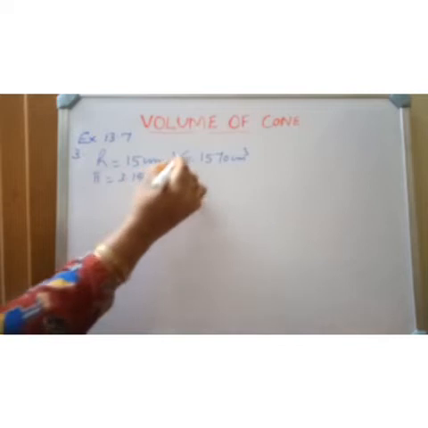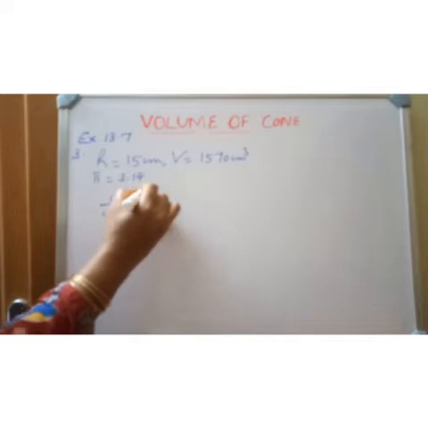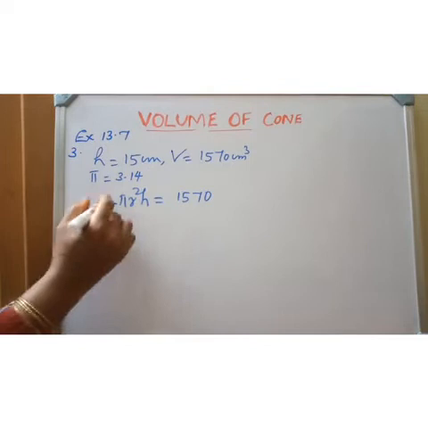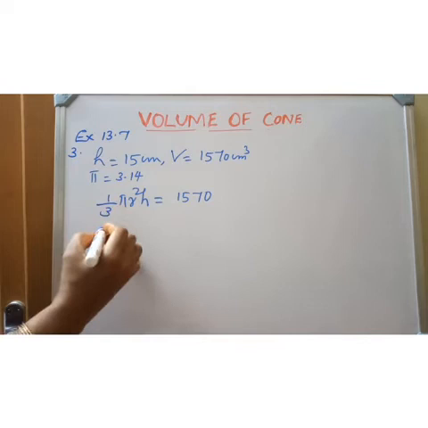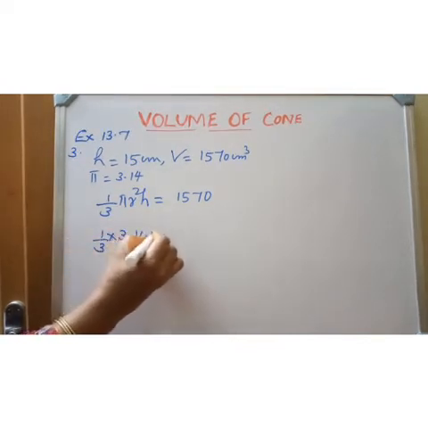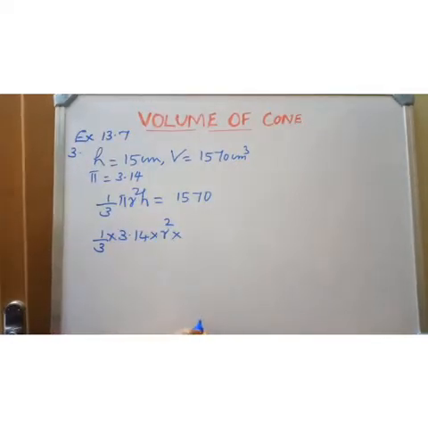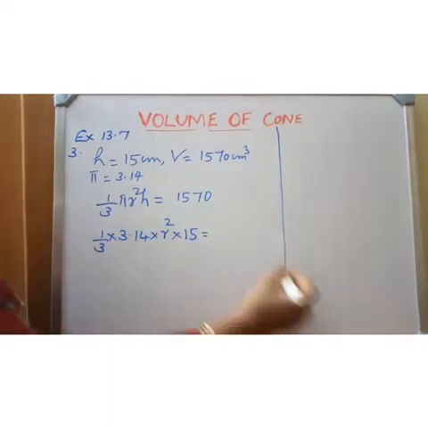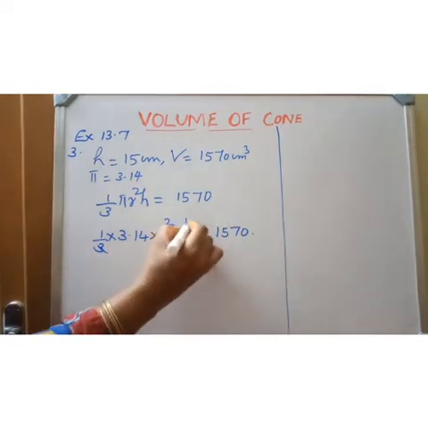So, what will be the volume formula? Volume of a cone is 1 by 3 pi r square h. That is given as 1570, isn't it? So, substitute the pi value as 3.14 and h value as 15. So, what we will get? 1 by 3 into 3.14 into r square into h, 15. R value only we must find out. The right side will be 1570. So, 3 and 15 we can cancel 5 times.